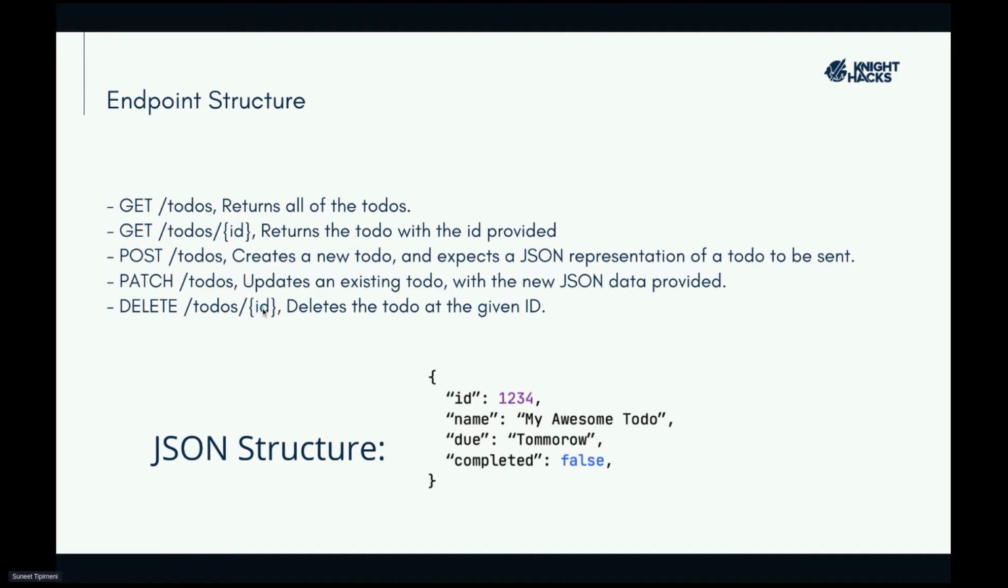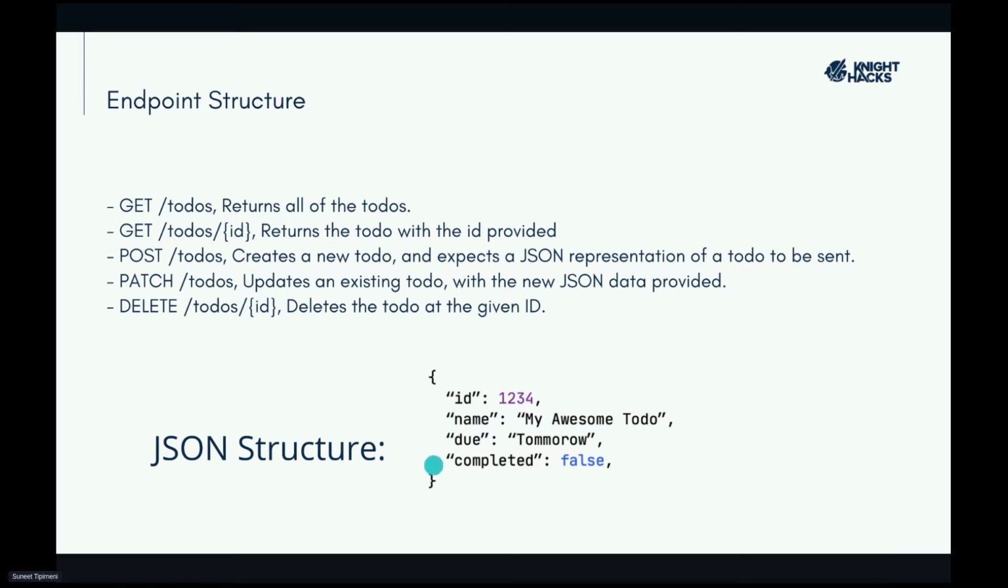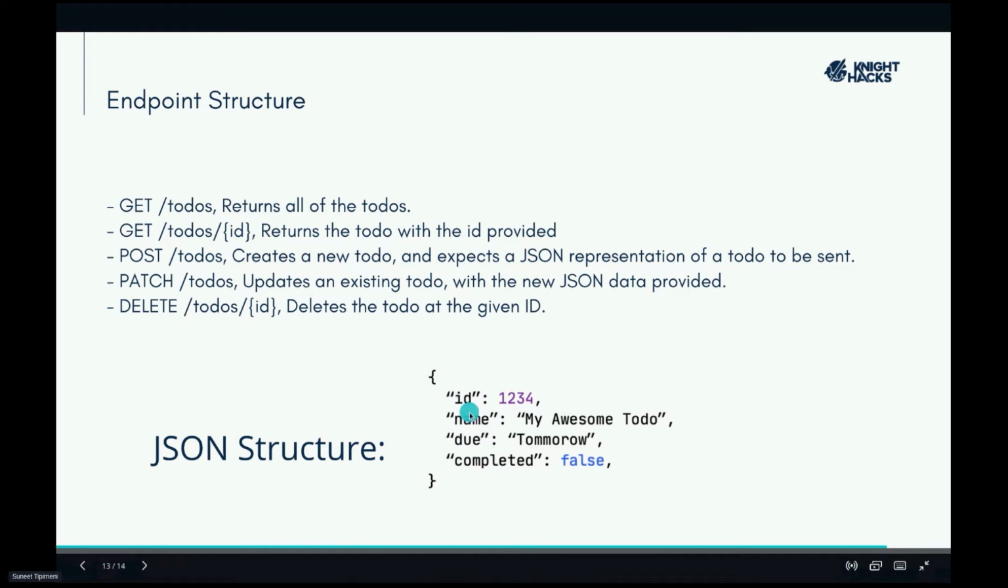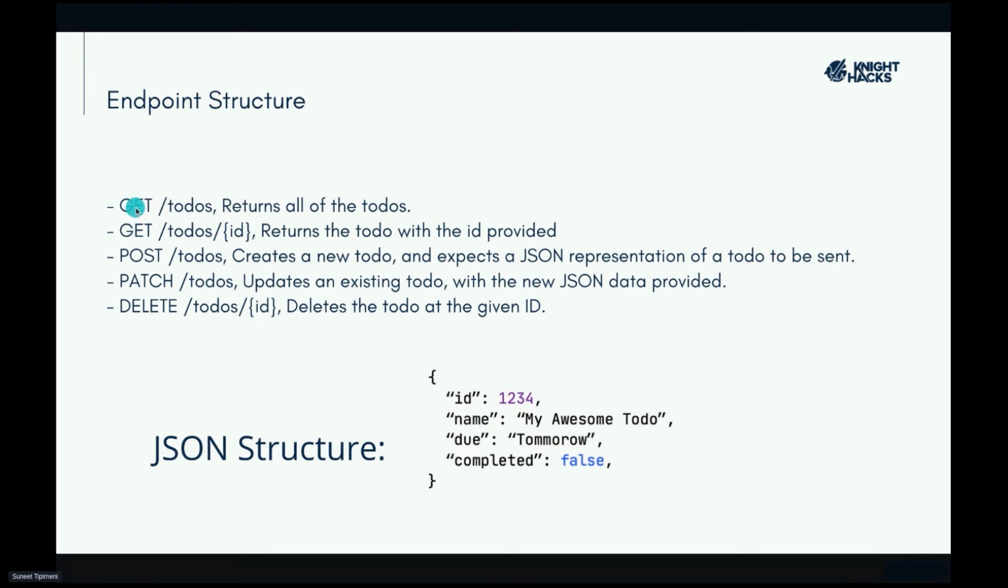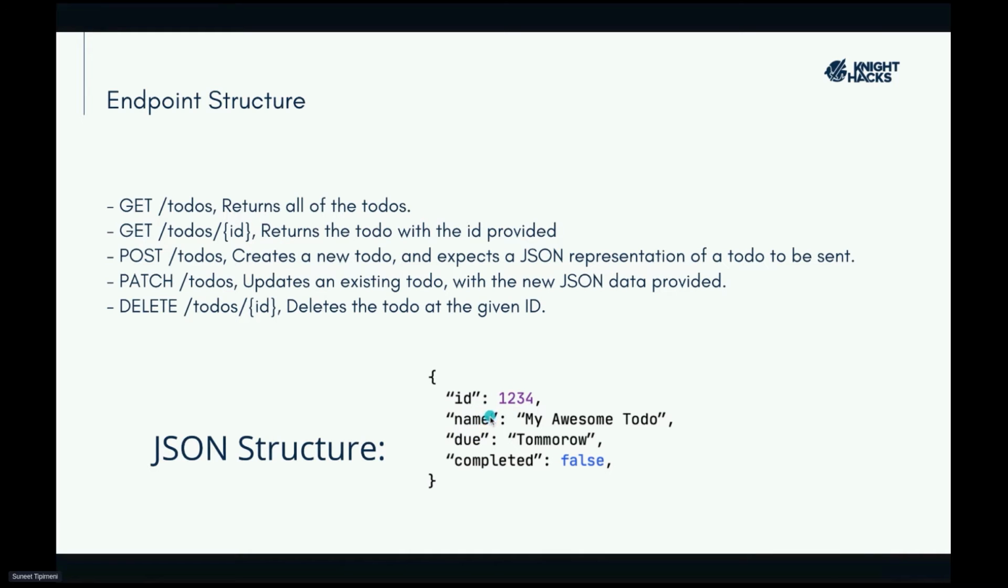Down here is what the JSON structure of a to-do looks like. Right here, we have the ID of the to-do. It's just going to be a number, nothing too special here. Then we have a name. Then we have when it is due, and then whether it was completed or not. So with this JSON structure, we create and update different entities in our database. And when we use a GET request, we get this data returned back to us. So we're going to be using this structure in our code to construct and return different to-dos.